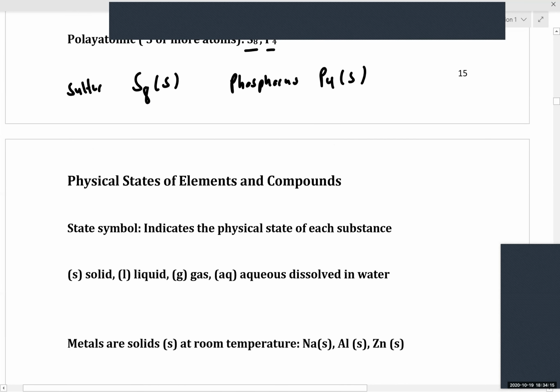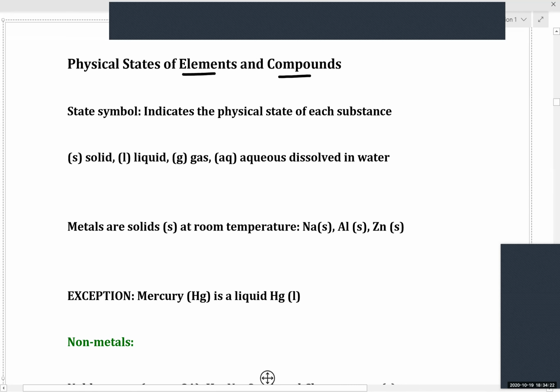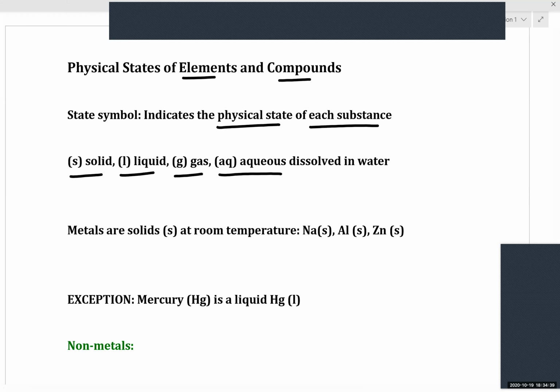So let's talk about the physical states of elements and compounds. Remember, in chemical equations, we have to take the state symbols quite seriously. The state symbol indicates the physical state of each substance. S for solid, L for liquid, G for gas, and AQ for aqueous, which is just a fancy way of saying it's dissolved in water as part of a solution. Metals are solids at room temperature. So sodium, aluminum, zinc.